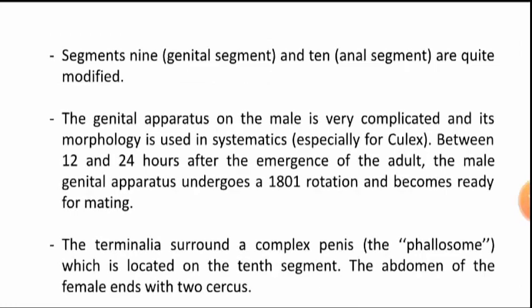Segment 9, called the genital segment, and the anal segment are quite modified. The genital apparatus of the male is very complicated, and its morphology is used in systematics. Between 12 and 24 hours after the emergence of the adult, the male genital apparatus undergoes a 180 degree rotation and becomes ready for mating. The terminalia surround a complex penis, which is located on the 10th segment, and the abdomen of the female ends with 2 cerci.